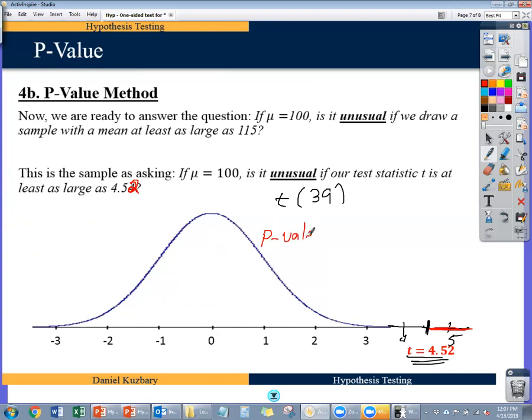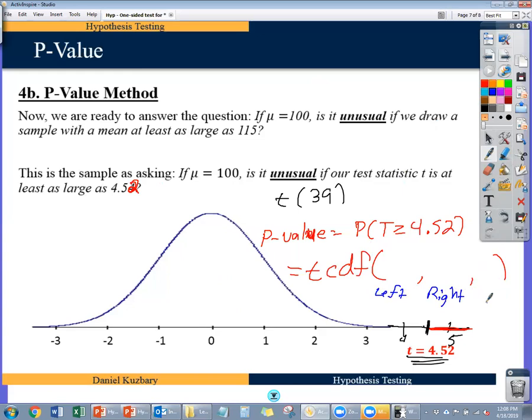The p-value is going to be equal to the probability that t is at least as big as 4.52 under the t-distribution with 39 degrees of freedom. For that, we're going to use a function on the calculator that you may not have used before. It's called TCDF. TCDF works a lot like normal CDF. It needs a left boundary, a right boundary, and your degrees of freedom.